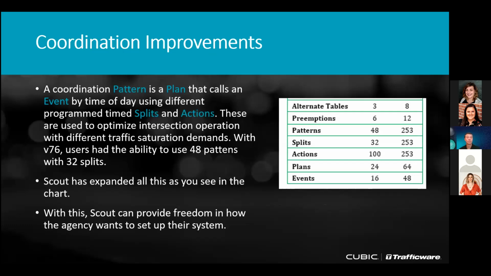Coordination improvements include an increased number of alternate tables and plans with patterns, splits, actions, all the way up to 253, as you see in the chart. We made calculation improvements to support multi-ring sequences and complex barriers and movable barriers. The new free ring option, as I was saying, allows selected rings to run free while in coordination and is selectable by pattern.